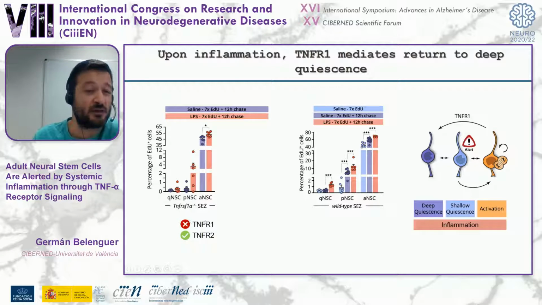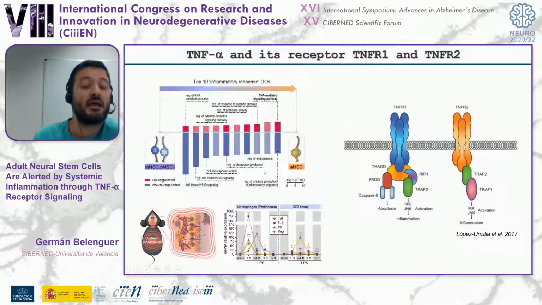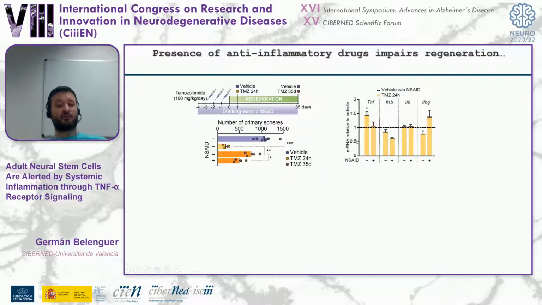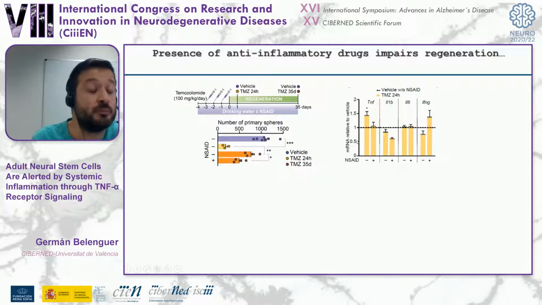If you don't have TNF-α1, you can see that cells get activated, but they do not go back to a deep quiescence state, while TNF-α2 is completely required to start the mechanism. In fact, if you don't start this mechanism, you don't see cells going back to quiescence. And with this, I would like to finish my talk with what could be the potential relevance for therapy of this mechanism.